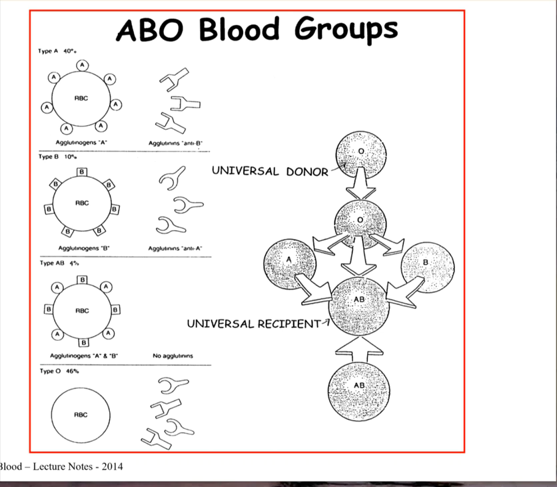I am AB. And as a result, because I don't make any antibodies against anything, I can get A blood because I see the A antigen and think that's fine. I can get B blood because I get the B antigen and say that's fine. I can, of course, get my own AB blood. And I can get O because there's no antibodies to even worry about. So I'm the universal recipient.